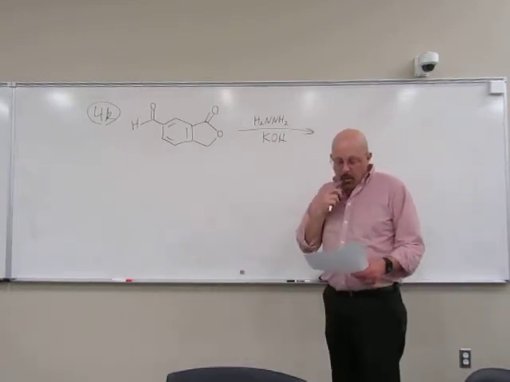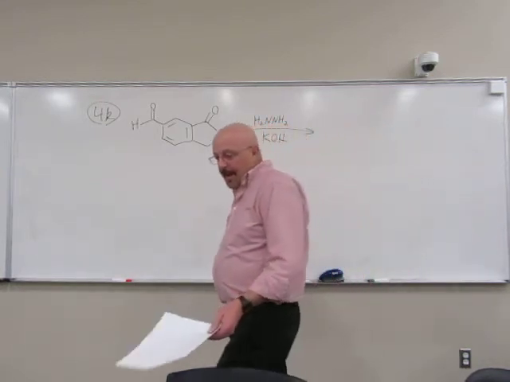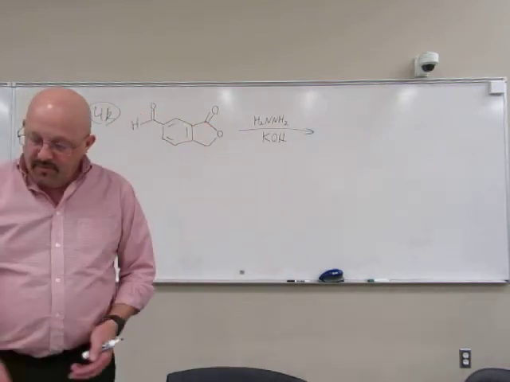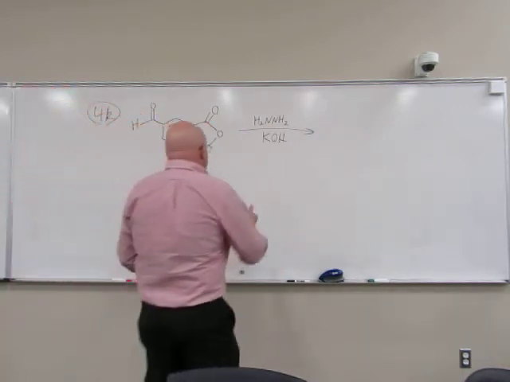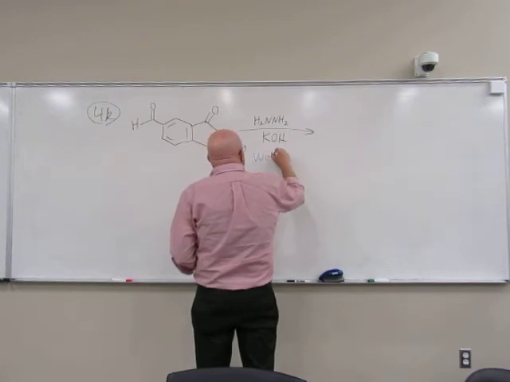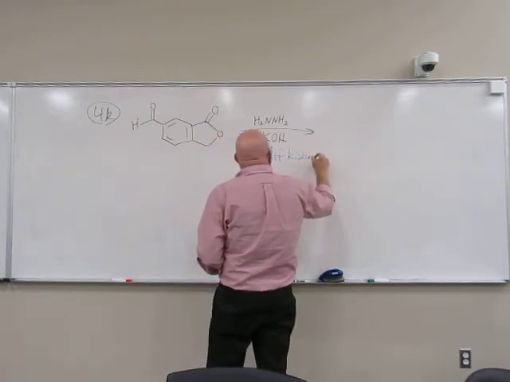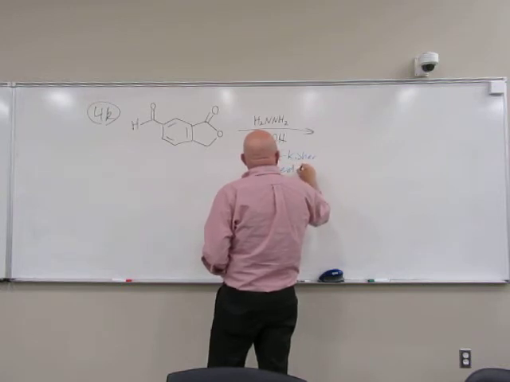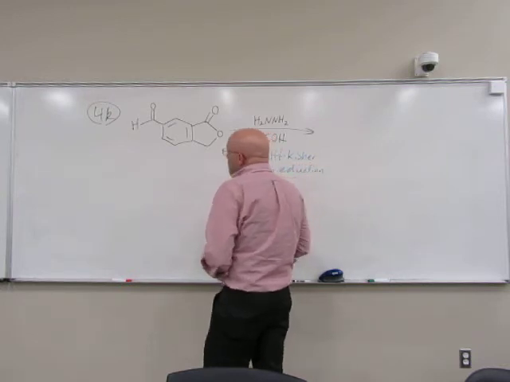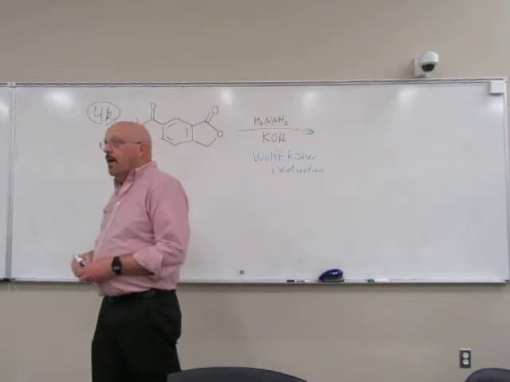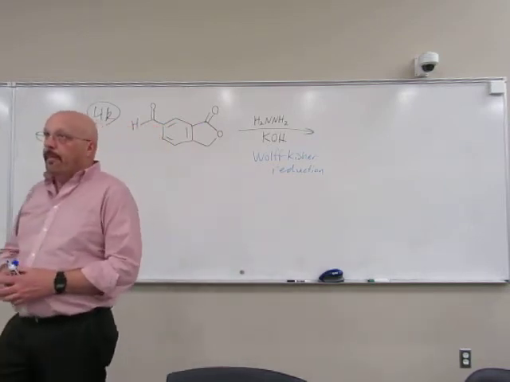Okay, our next one here we have hydrazine and KOH. This is the Wolff-Kishner reduction. This will reduce aldehydes and ketones down to an alkyl group.